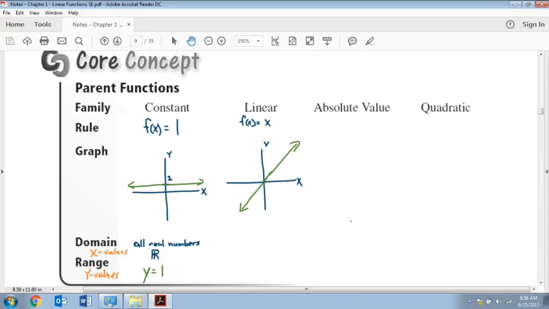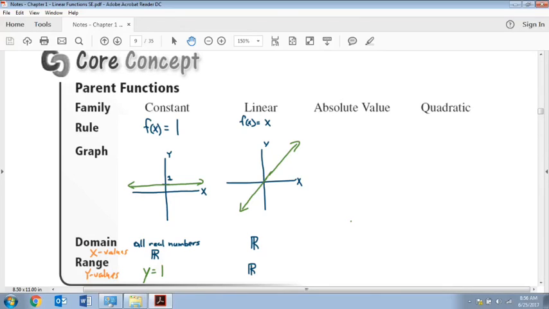The domain goes left forever and goes right forever with everything in between, so we're going to call that all real numbers. Same with the range. The range is your y values. It goes down forever and goes up forever. So again, we call that all real numbers. The domain and range for a linear function is all real numbers, especially the parent function.